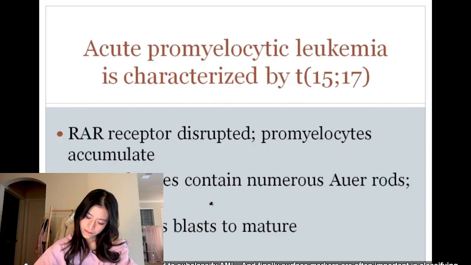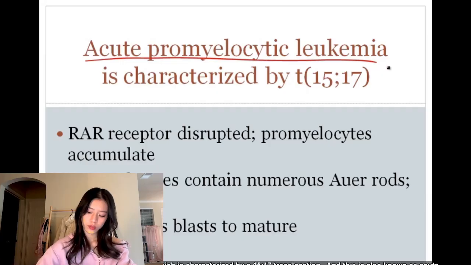A classic type of AML is that AML which is characterized by a 15;17 translocation, and this is also known as acute promyelocytic leukemia. Very high yield to know that the 15;17 translocation results in disruption of the retinoic acid receptor.